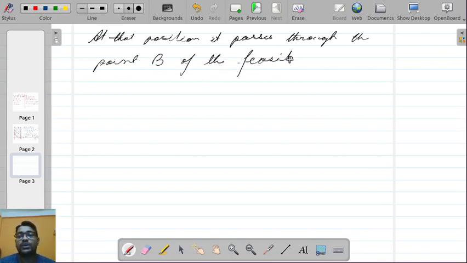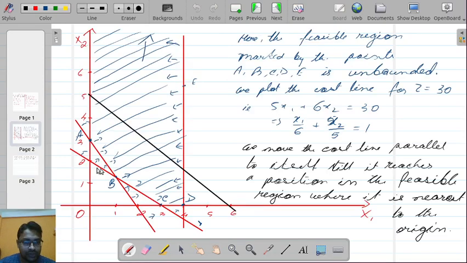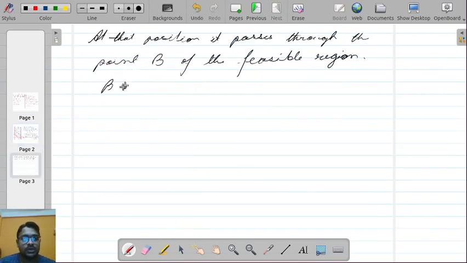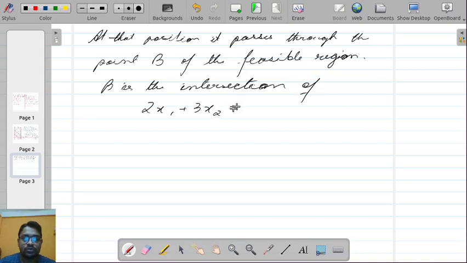But now what is the point B? B is the intersection of two lines, right? B is the intersection of these two lines, 2x1 plus 3x2 equal to 6 and 3x1 plus 2x2 equal to 6. So we have to find out the intersection of these two.